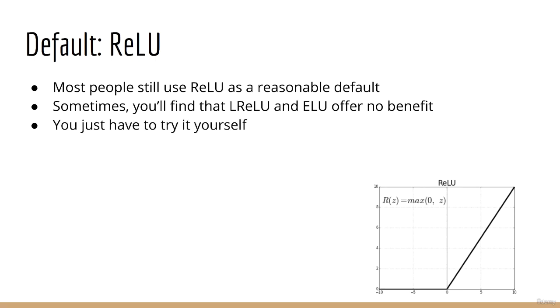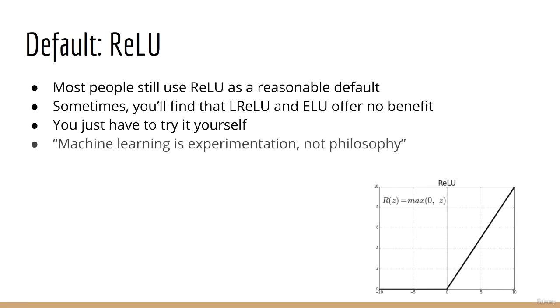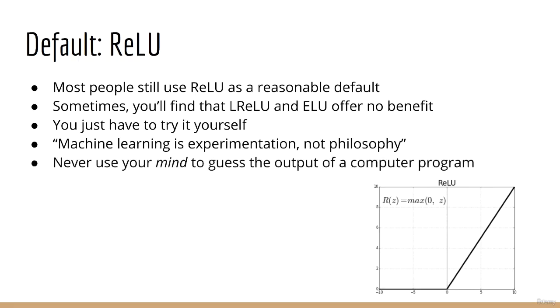My motto, which a lot of my students are tired of hearing by this point, is that machine learning is experimentation and not philosophy. Never use your mind to try and predict the outcome of a computer program. If you have a computer, that is always the suboptimal course of action. Why not simply run the computer program with a computer? Your mind is not suitable for running computer programs, but computers are. Therefore, follow the rule. Don't use philosophy, use experimentation.